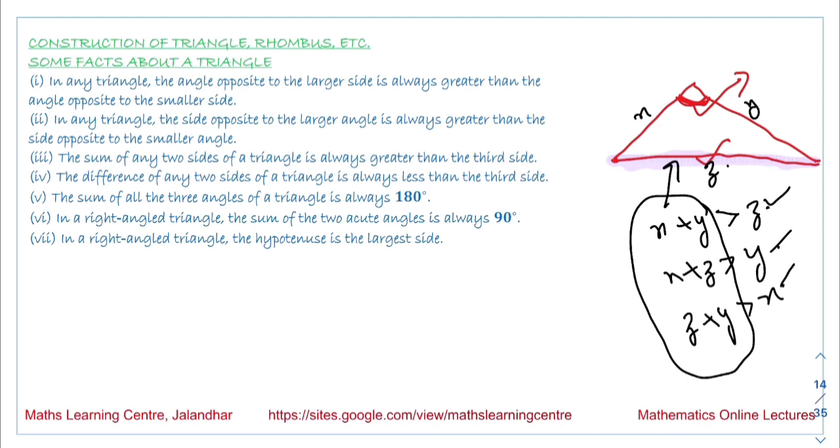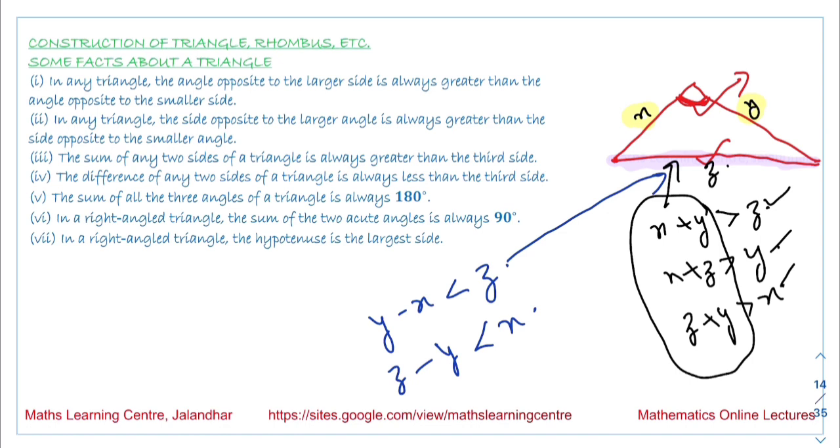Next is, the difference of any two sides of a triangle is always less than the third side. So we are saying two sides, suppose x and y we are talking about, this is x, this is y, and we are talking about the difference of these two. Suppose I am saying y minus x, then we are saying the difference of these two sides will always be less than the third side. Suppose I am talking about z minus y, it will be less than x. So this is our fourth property over here, the difference of any two sides of a triangle is always less than the third side.